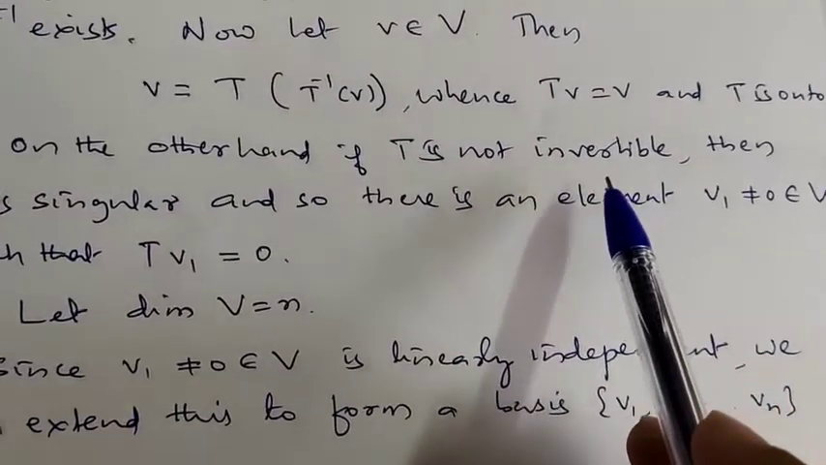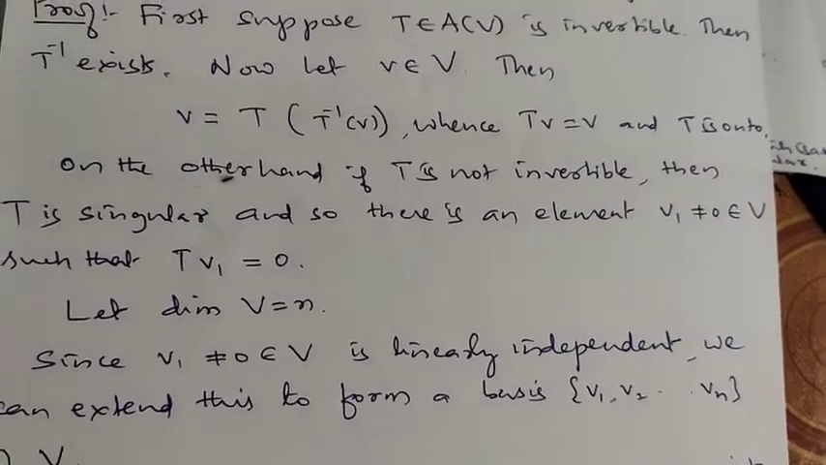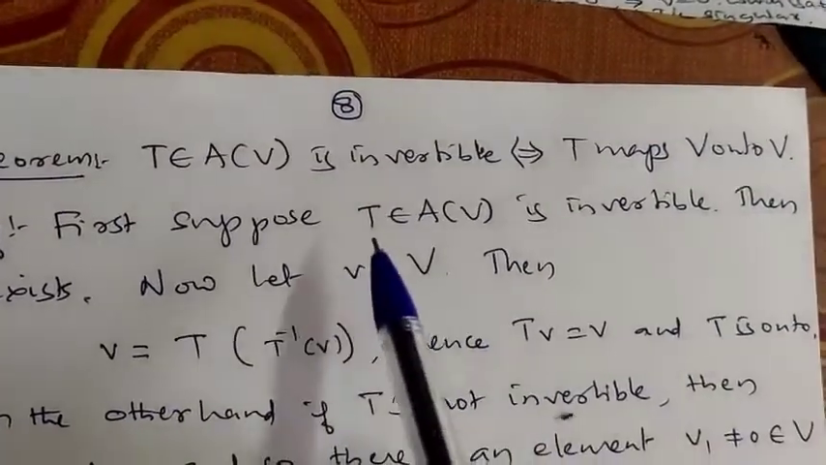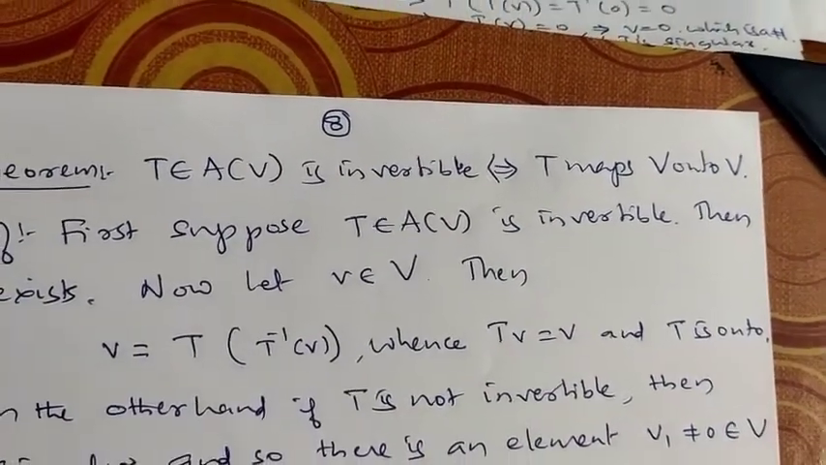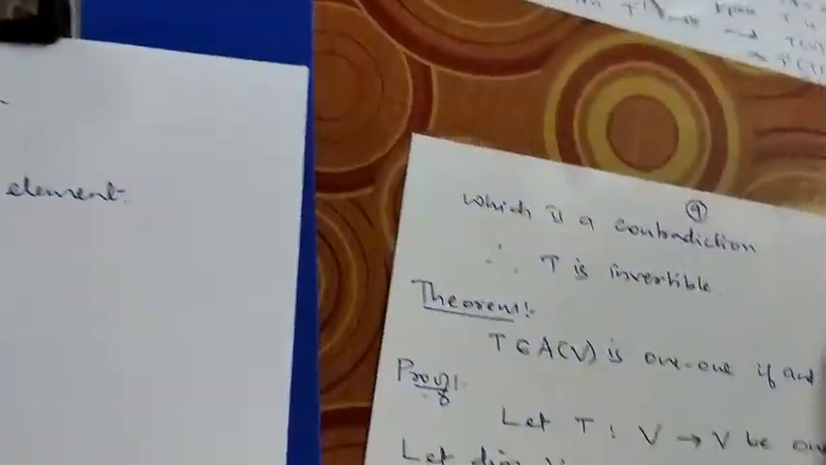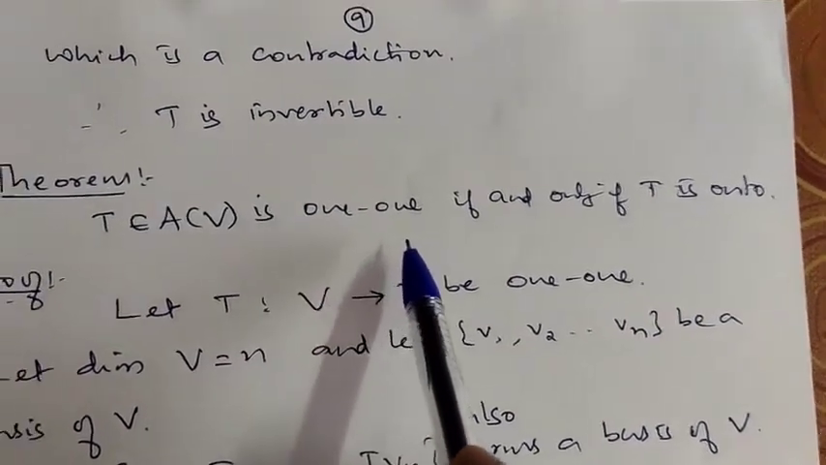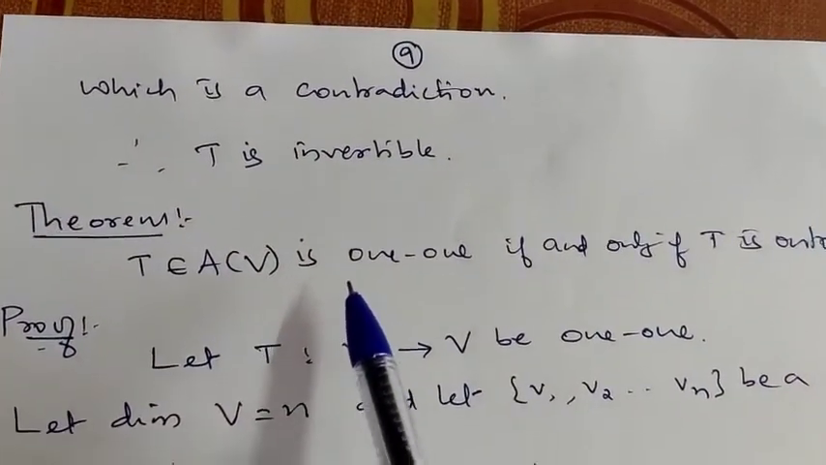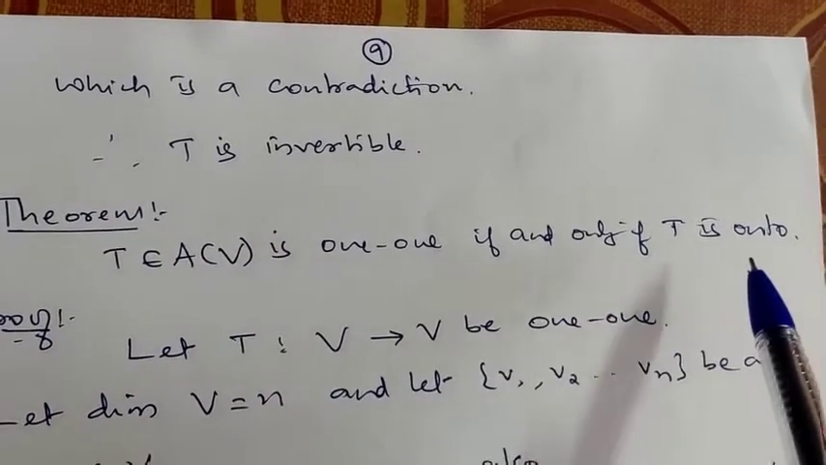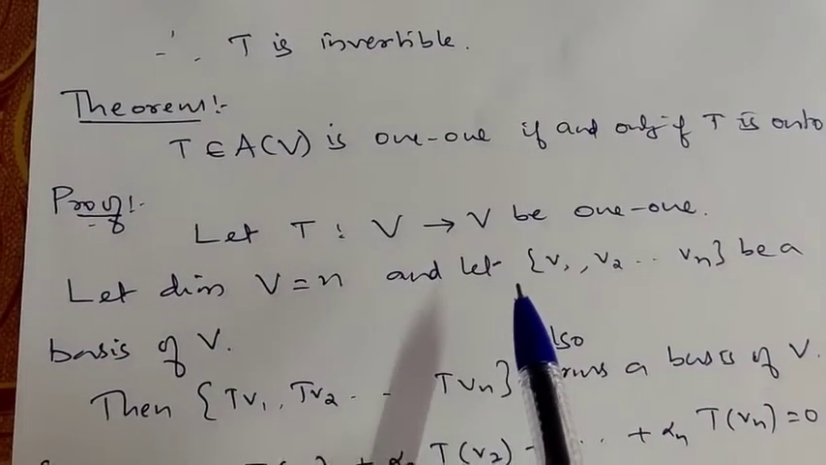Understand this? We have assumed that T is onto and we have proven that T is invertible. Thus, T belongs to A of V is invertible if and only if T maps V onto V. So let us take the last result of this class. It says the transformation T belongs to A of V is 1 to 1 if and only if T is onto. This is a very important result because it will be used in many important theorems.